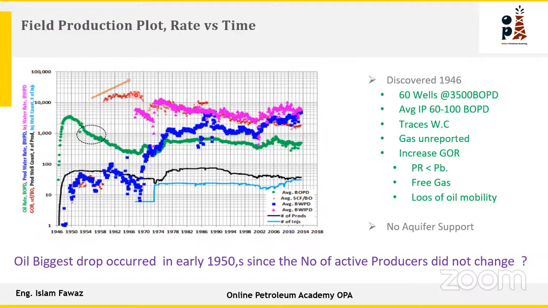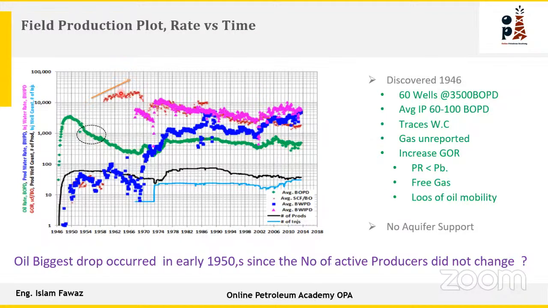So the gas oil ratio is a good gauge to show you if your reservoir is above the bubble point pressure or below the bubble point pressure. You can see here the increase in the GOR, and some GOR unreported here. An increasing GOR indicates that we are below the bubble point pressure. Less water production here means no aquifer support, or very weak aquifer support.